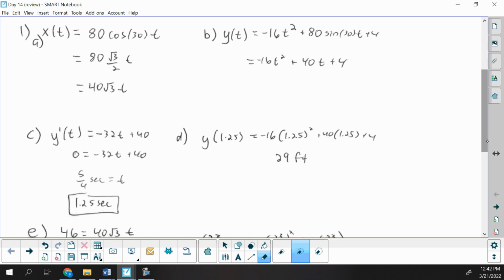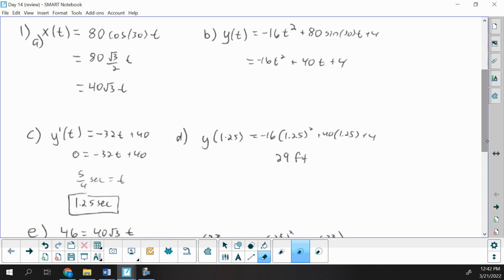In C, we wanted to know when the maximum height occurred. Well, when that maximum height is occurring, there should be a tangent line slope of 0. So take the derivative of your y component. That would lead to a horizontal tangent line when we set it equal to 0, and we get 5/4 seconds or 1.25 seconds.